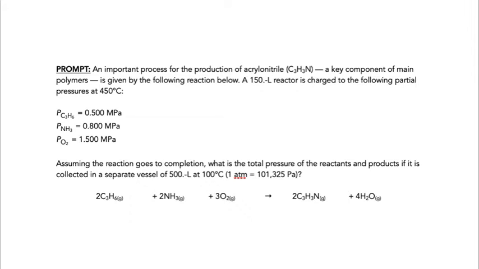Given this prompt, an important process for the production of acetonitrile, C3H3N, a key component of many polymers, is given by the following reaction below. A 150-liter reactor is charged to the following partial pressures at 450 degrees Celsius. Assuming the reaction goes to completion, what is the total pressure of the reactants and products if it is collected in a separate vessel of 500 liters at 100 degrees Celsius, in which 1 atm is equivalent to 101,325 pascals?